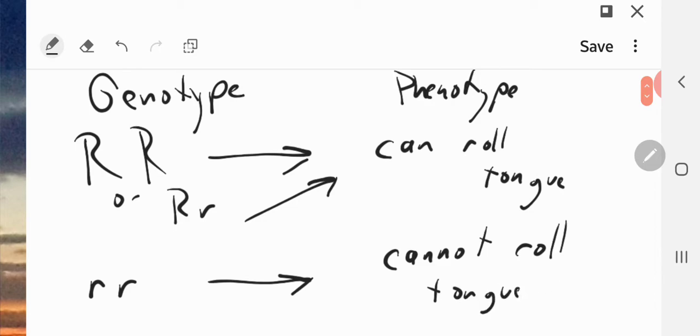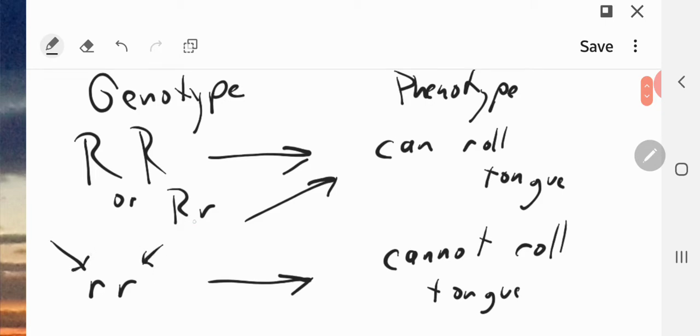Well, let's pause here for a second. Why do we have two of these letters anyways? What's going on here? What these letters represent, and why we have two of them, is because you get one from the sperm and one from the egg. So each of the parents that contribute genetic material to the offspring, you get one from the sperm and one from the egg. And it's a random assortment.